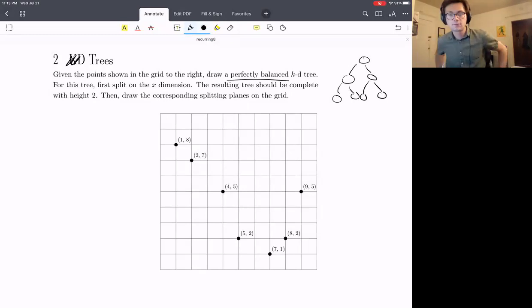Okay, final rule is we're going to be splitting on the X dimension. The resulting tree should be complete with height 2, which is what I just drew on the right. And then draw the corresponding splitting planes on the grid.